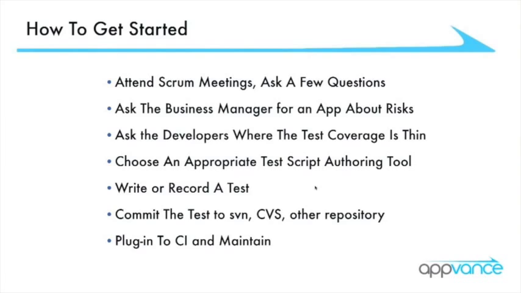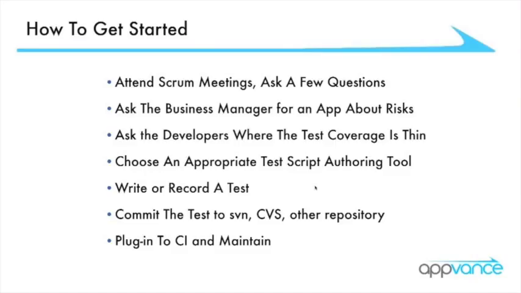The first might be, hey, if your organization is already pursuing an Agile methodology and they're doing those daily Scrum meetings, just sit in on them. You don't have to have an invitation to a Scrum meeting. You can just sit there and ask a few questions. Then after that, go and talk to the business manager responsible for the app about the business risks of launching the app. Ask the business manager, what kind of inputs do you need to do your risk analysis? I'd also ask the developers, have a conversation with them. Ask them something like, hey, where do you think the test coverage is thin?